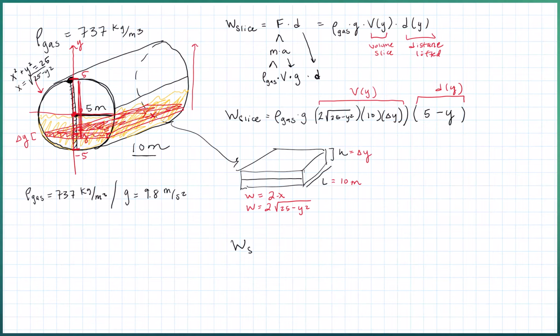The work for a single slice is going to be equal to the density times the gravity times, I'm going to go ahead and combine a couple things here, that's going to be 20 times the square root of 25 minus y squared. We have a delta y, I'm going to put that at the end, times 5 minus y times delta y.